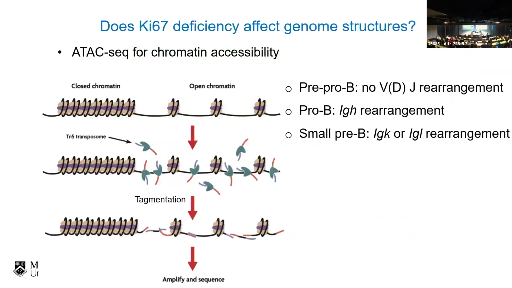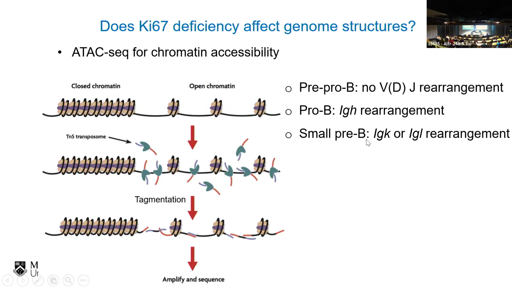So what we did was to use ATAC sequencing to measure chromatin accessibility in different stages of B cell progenitors, specifically the pre-Pro B cells that do not have VDJ rearrangement started yet. And in the Ki67 knockout mice, they do not have any defects. The second population is the Pro B cells. At this stage, they start to have rearrangement in their heavy chain. And in our knockout mice, this is the stage where the defects start to happen.